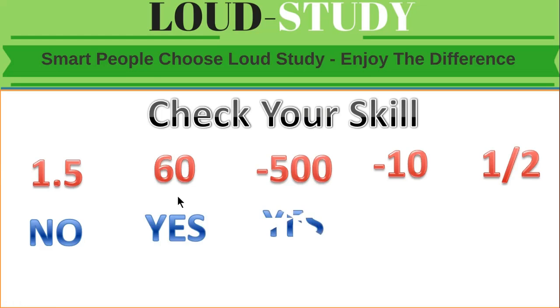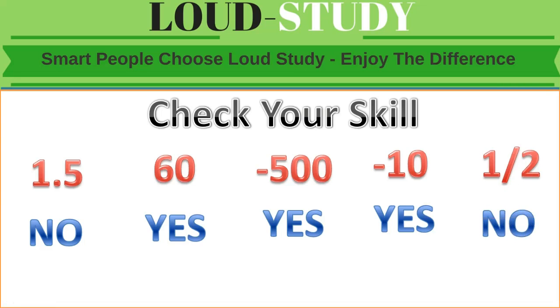60, yes, 60 is an integer. -500, yes, -500 is also an integer. -10, yes, -10 is also an integer, as 10 is a natural number and the negative of a natural number is an integer, so -10 is an integer. Is 1/2 an integer? No, 1/2 is not an integer, as if I divide 1 by 2, it will give 0.5, which is not a natural number, and thus 1/2 is not an integer.